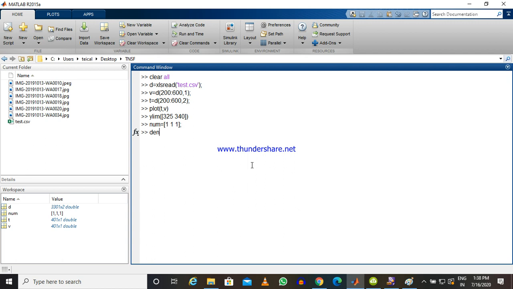is 0 3 0. Now I will define another variable y, which is filtered output, filter numerator comma denominator comma v. If I do that, so now the first denominator, the first denominator filter function must be non-zero.